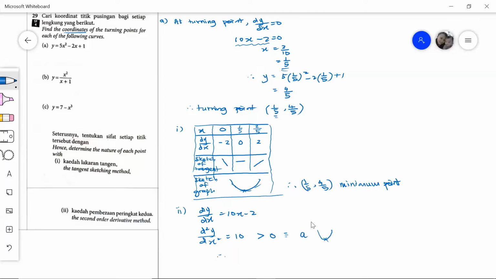Then we can conclude that 1/5, 4/5 is the minimum point. That's it for part A.